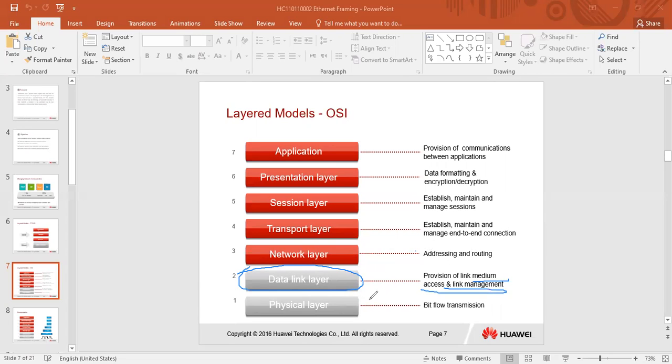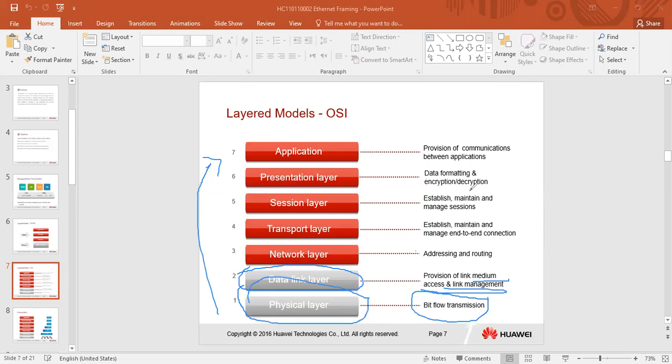The last layer is called the physical layer. The physical layer is the last layer, and it is also called the first layer. What is the functionality of the physical layer? It provides a physical interface and is directly connected with any medium, which may be coaxial, fiber, or twisted pair cable. This layer deals with the process of bits.